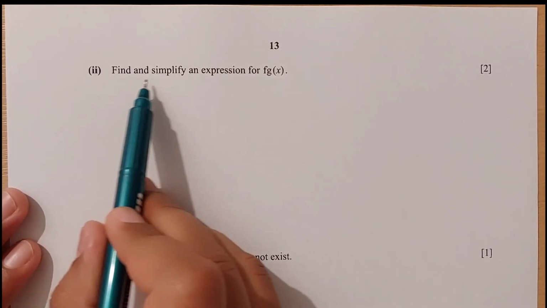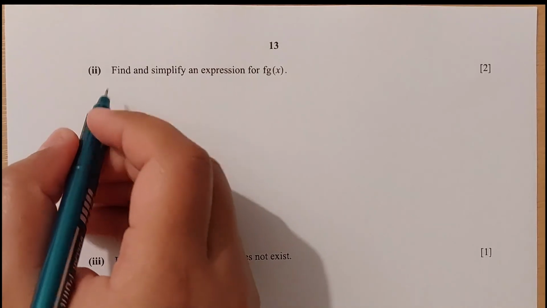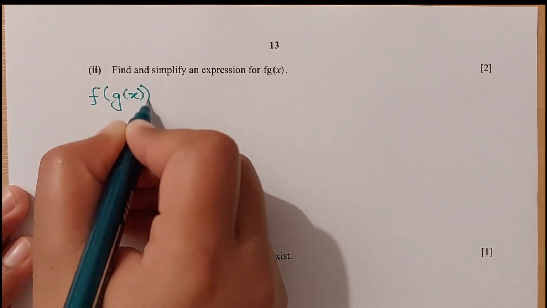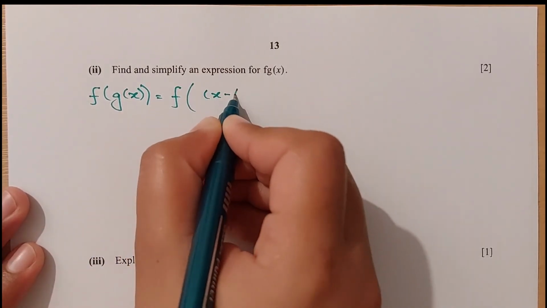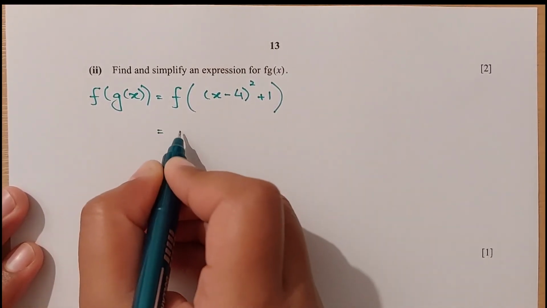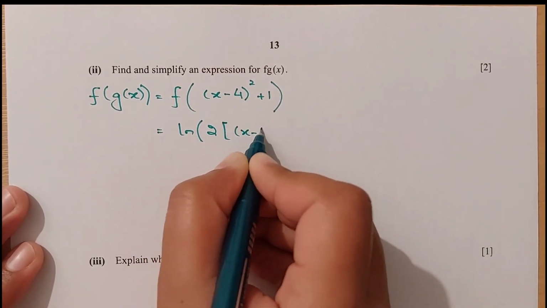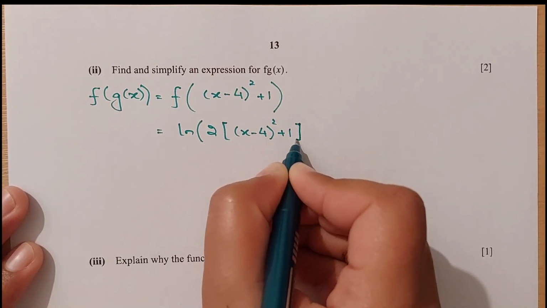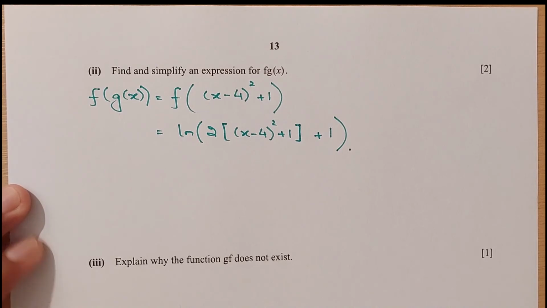Now for the second part, find and simplify an expression for f composition g of x. So f of g of x, we have g given as x minus 4 whole squared plus 1, and f of x is the natural log of 2 times this x, that is x minus 4 whole squared plus 1, and this is plus 1 outside. And we need to simplify this expression.